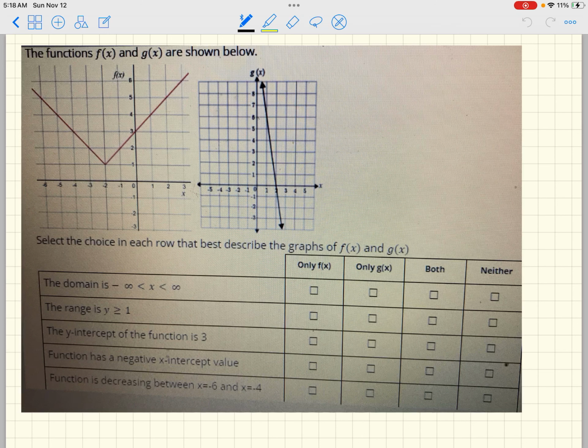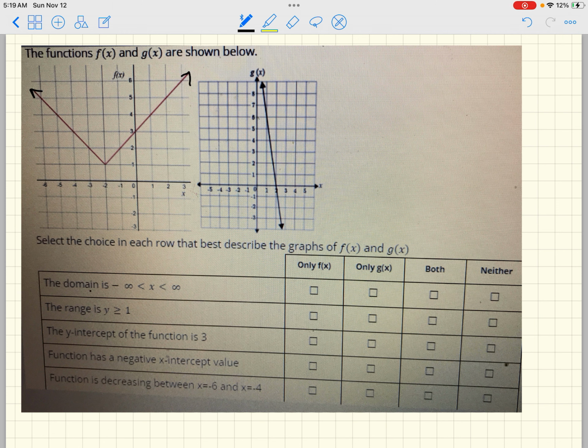The problem is asking us to compare the functions f of x and g of x. The first thing is, let's look at the domains. See, this goes forever to the left and forever to the right, so our domain is negative infinity to positive infinity. This is a line which goes forever to the left and forever to the right, so the domain is also negative infinity to positive infinity.